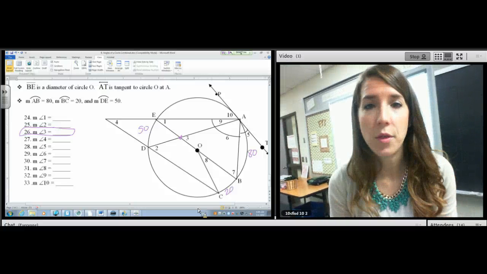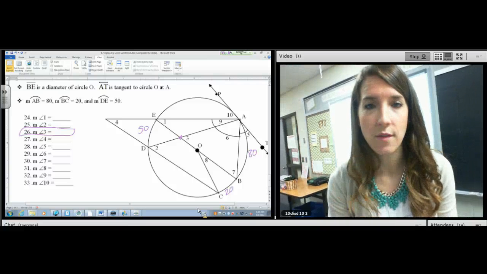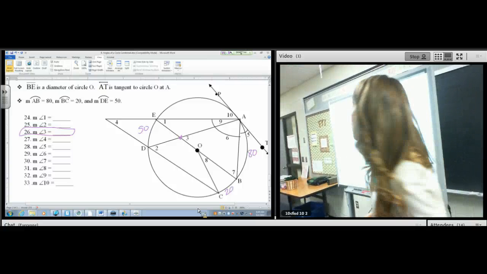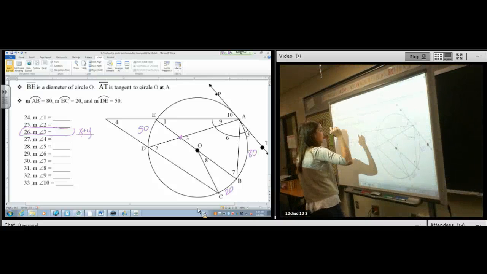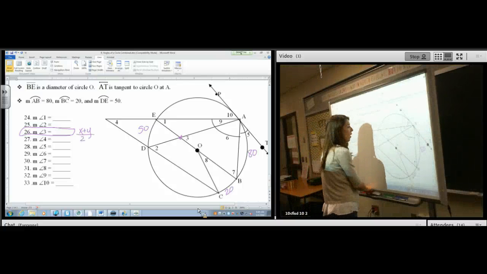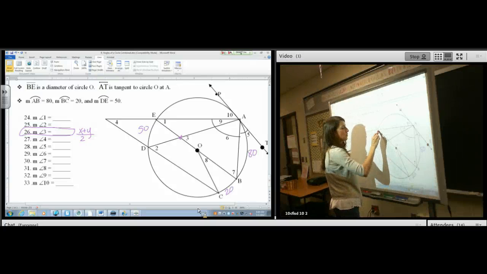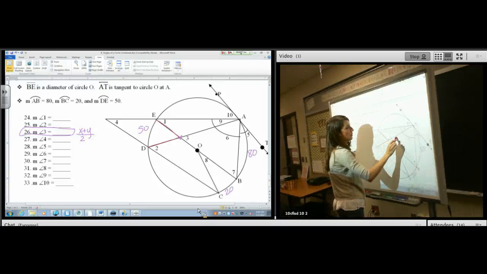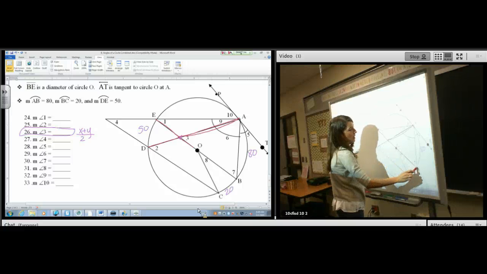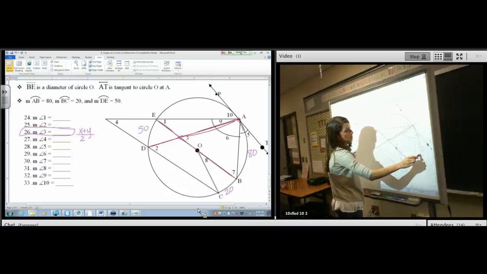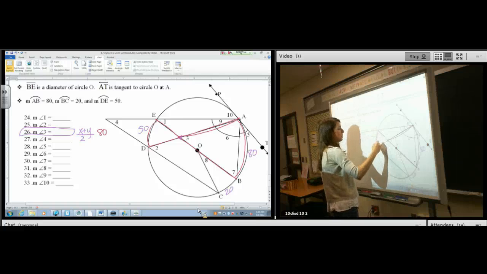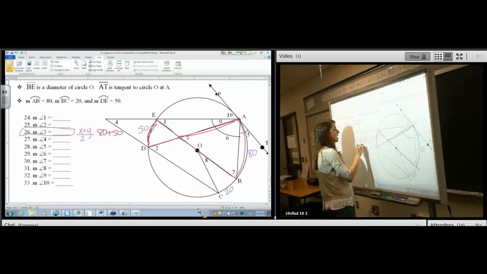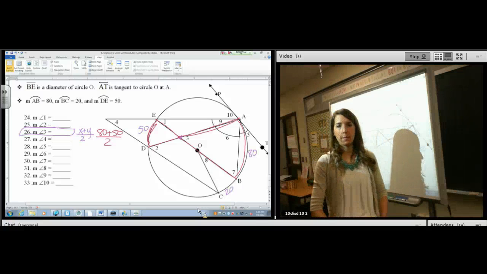The vertex of angle 3 is in the interior of the circle. So I use the rule that says, add my arcs and divide by 2. What arcs is angle 3 opening up to? Follow the rays. So it's opening up to 80, and it's opening up to 50. So you just add them up and divide by 2.